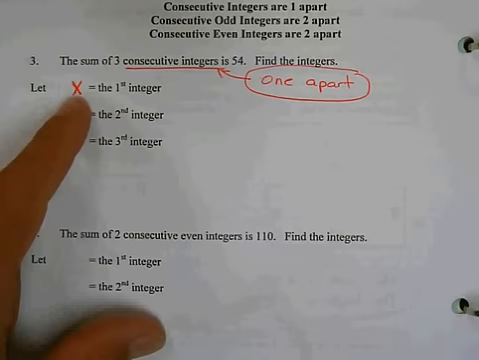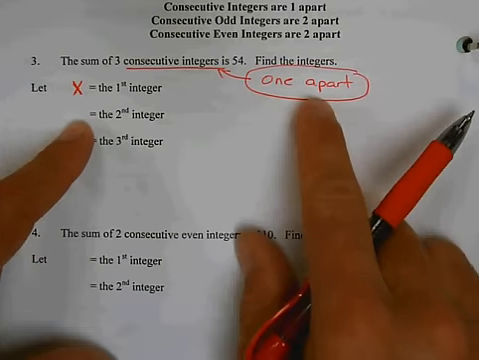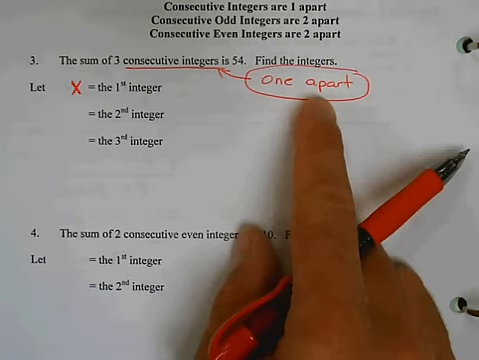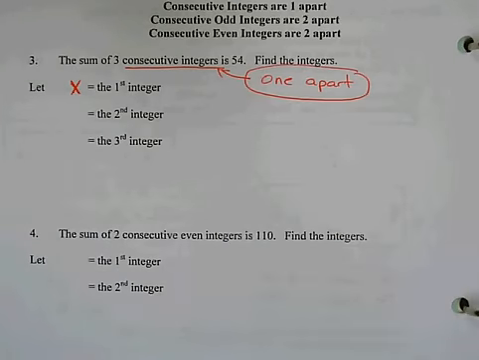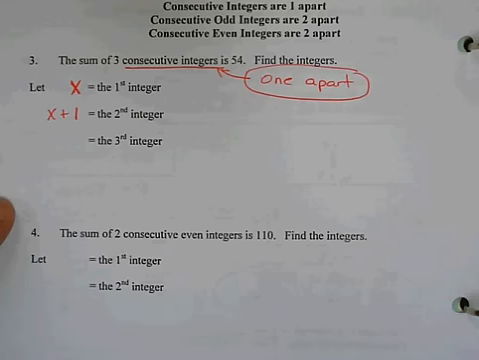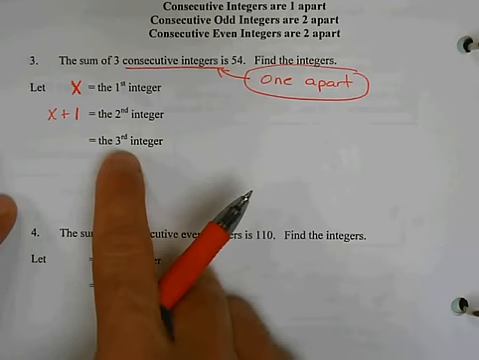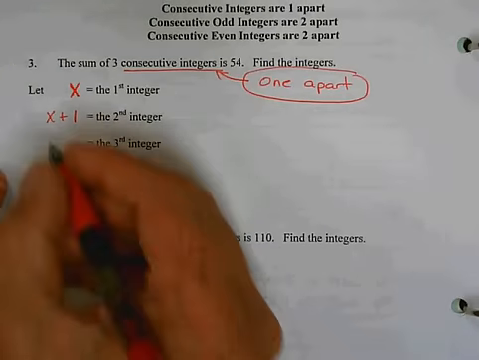If the first one is x, what's the next one if it's 1 apart? Is it going to be 2x or x plus 1? It's 1 more up on the line. So it'll just be x plus 1. Now, I'm going up the line further, 1 more integer up the line. Now it's not x plus 1. Now it's x plus 2.